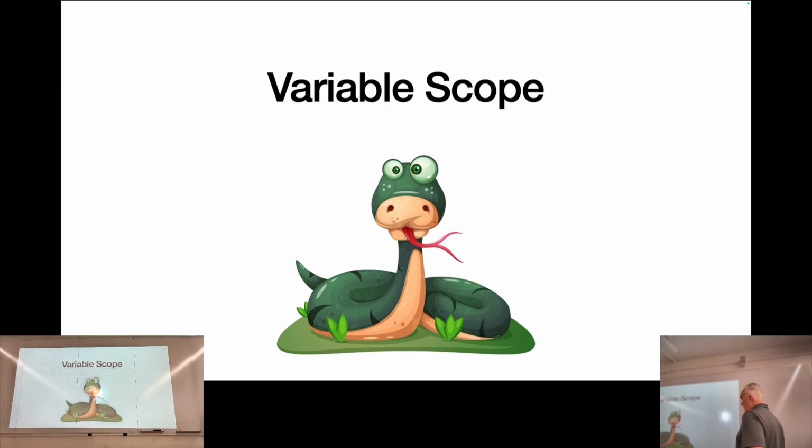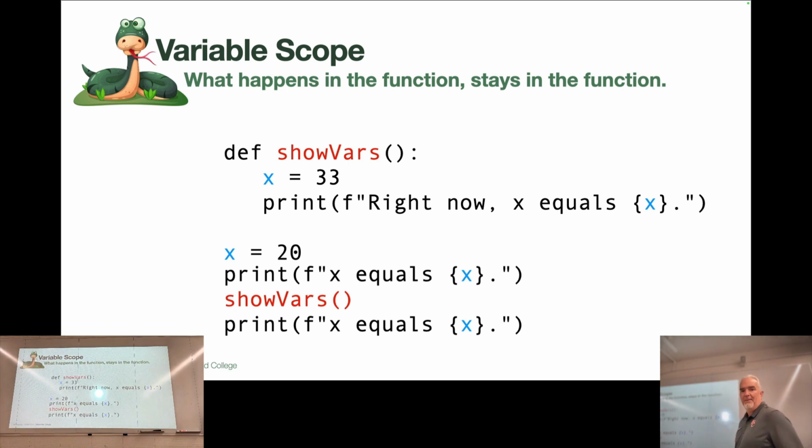So a little bit more on variable scope. I talked about the Las Vegas principle, right? Last time we met. And the Las Vegas principle of function says what happens in the function stays in the function. What I mean by that is something like this.